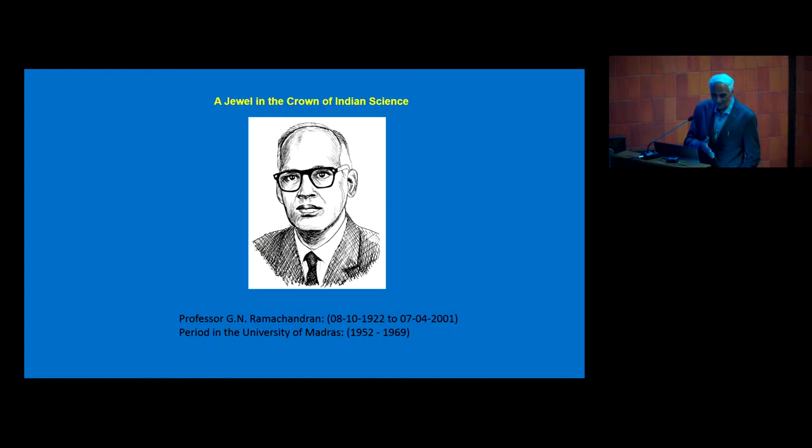And it's very easy to create controversy when you do molecular modeling and theoretical calculations. So that controversy went on, and that was a deliberate one. But subsequently, experimentally, it was proved that the model proposed by Ramachandran was correct and the other model was not correct. So therefore, these sort of things happen in science.